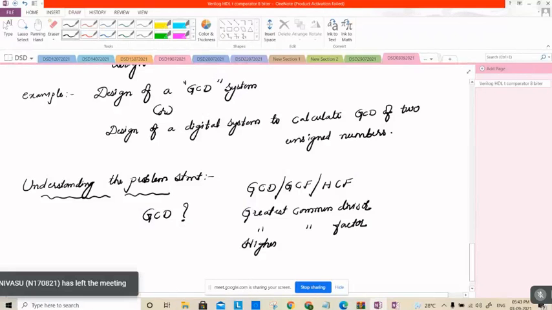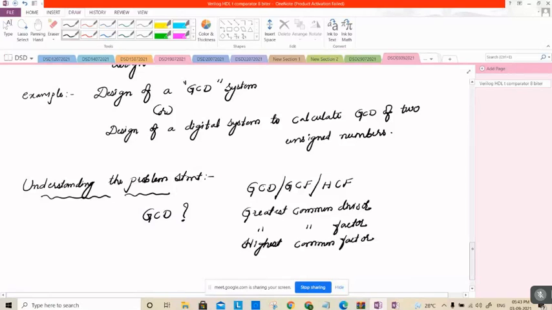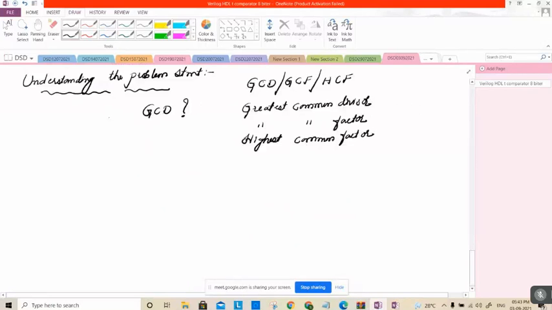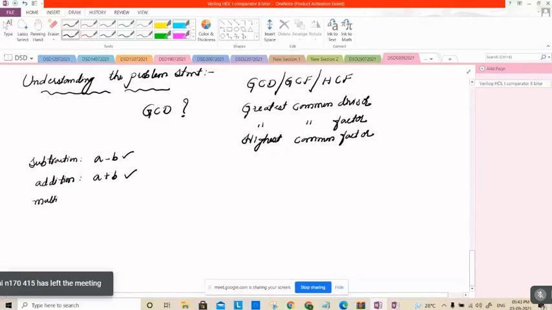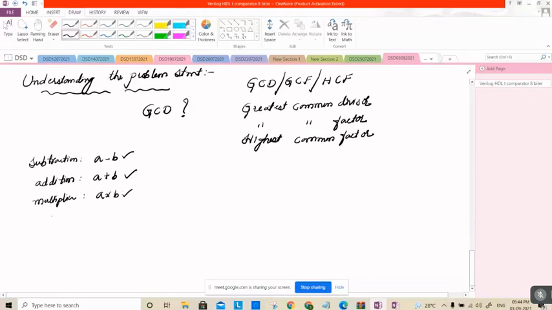Whenever it is subtraction, we have simply done A minus B. Whenever it is addition, simply A plus B. Whenever it is multiplication, using behavioral code it can be done as A into B, the behavioral operator, I mean multiplication IP. Now what about GCD?